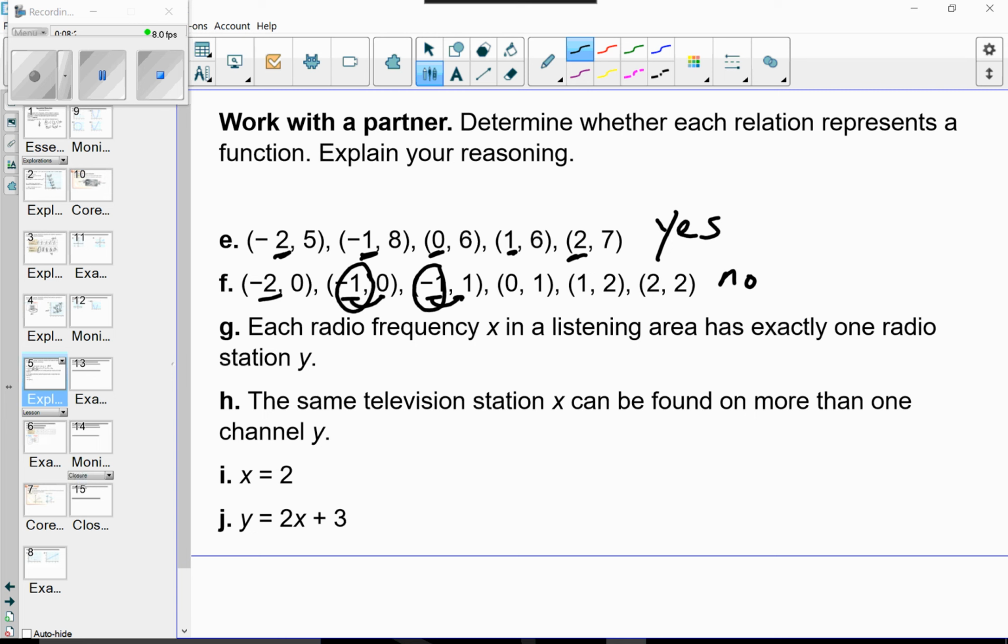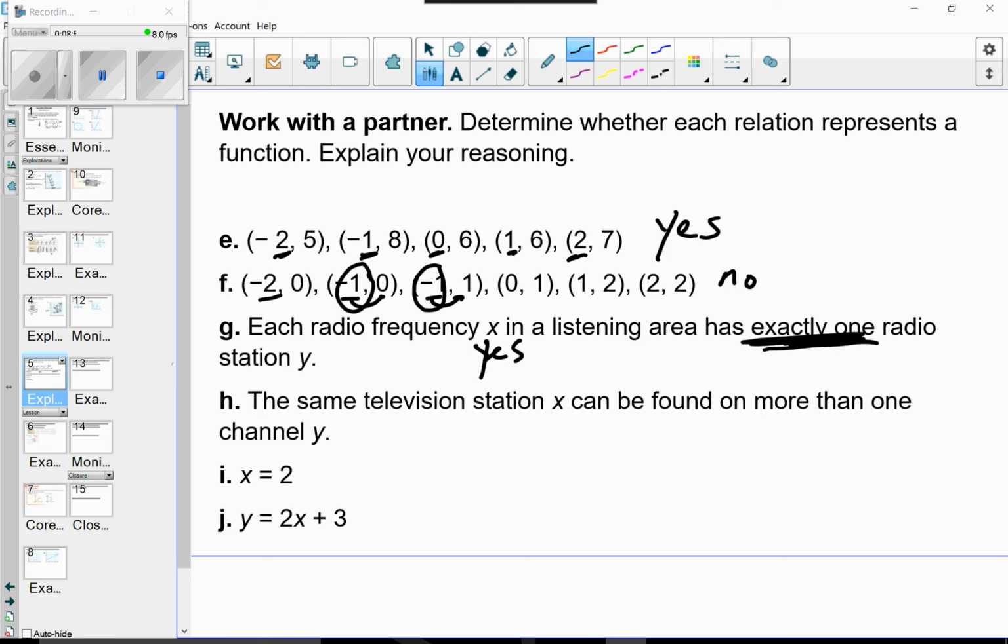Okay. Each radio frequency x in a listening area has exactly one radio station y. Well, this one's kind of different. We don't really have numbers. So what they're talking about here is this is a function because each input frequency is paired with exactly one output radio station. So each radio frequency x in a listening area has exactly one radio station. So they're pairing x to one y. So this is a function, even though they don't have numbers. The wording of it helped us.